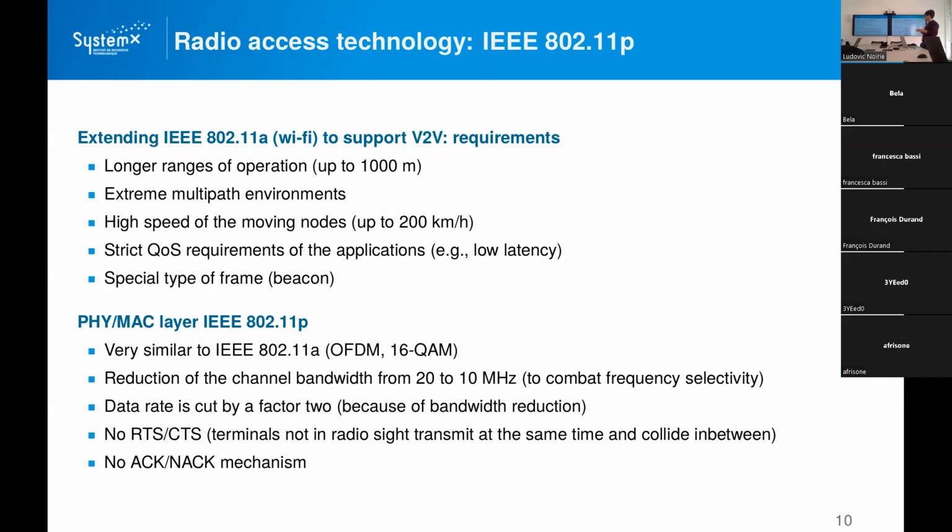And you need to carry a special type of frame that is a short frame. At the beginning, it was only comms. It was very short messages. So the lower layers, those that give you the radio access technology, are a modification of the Wi-Fi standard. And the most important modification is that you cut your bandwidth in half. So you have channels which are 10 megahertz wide.